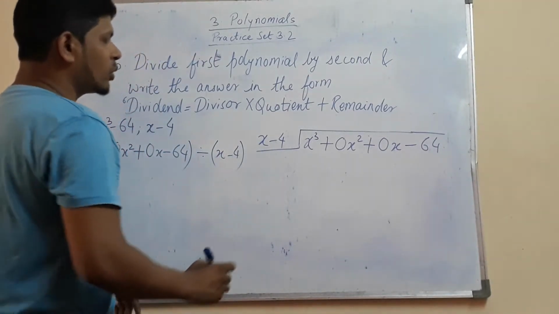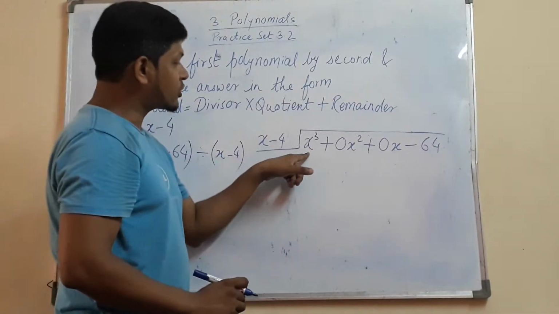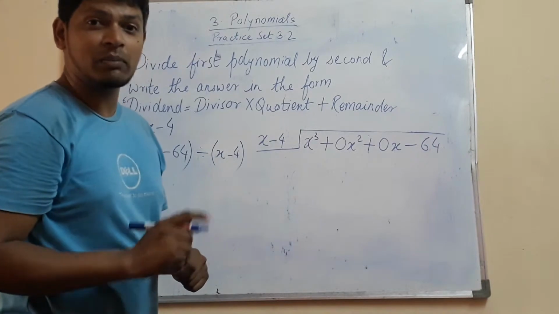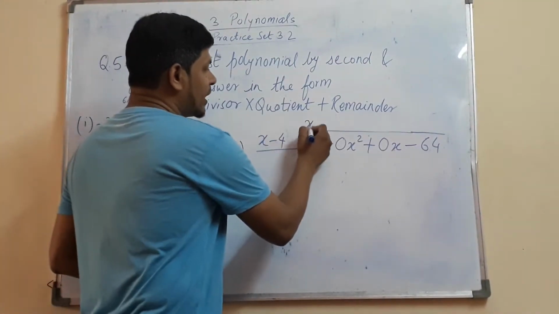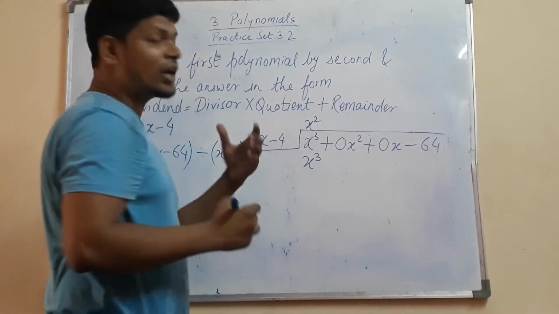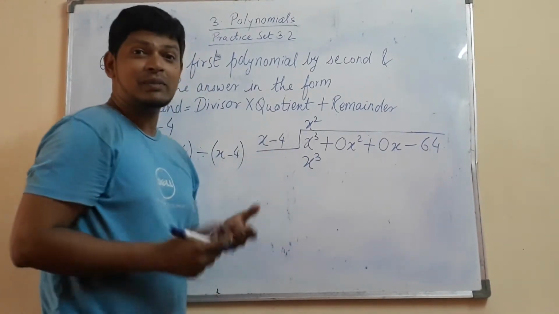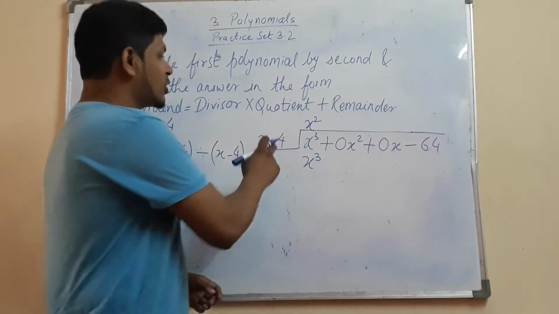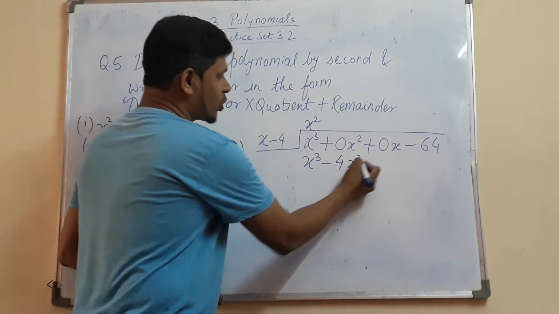Now we have to get x cube. For getting x cube, we have to multiply x by x square, then we will get x cube. So here we will write x square. But there is another term, minus 4, which also needs to be multiplied. So minus 4 into x square will be minus 4x square.